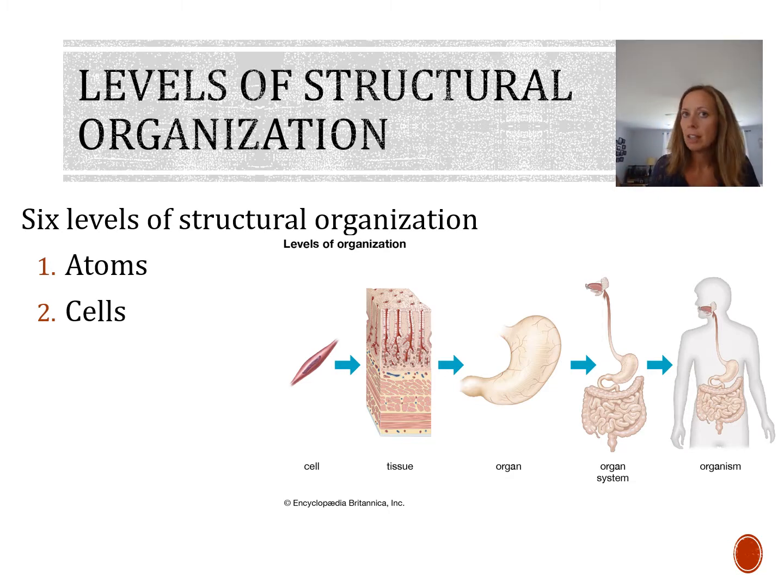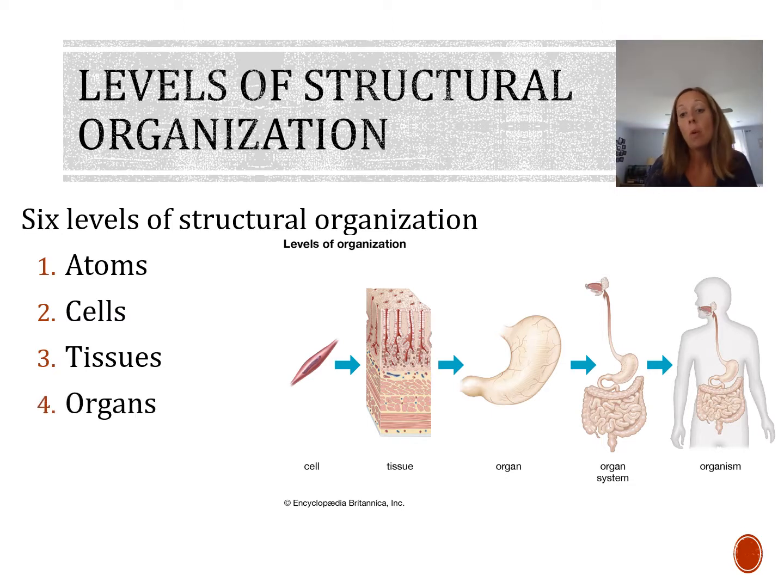So you can't make energy, therefore your heart can't beat, right? It's weird when you think about it. So atoms combine to make cells. Cells combine to make tissues, right? Tissues are going to be a large amount of cells that perform a similar structure and function.